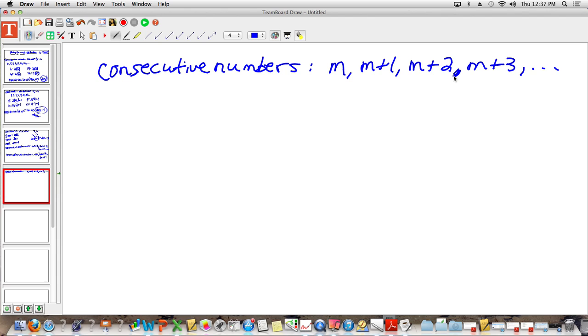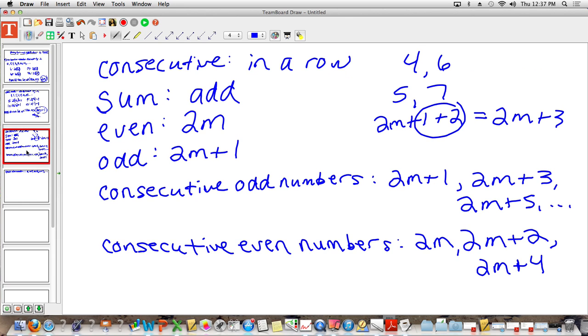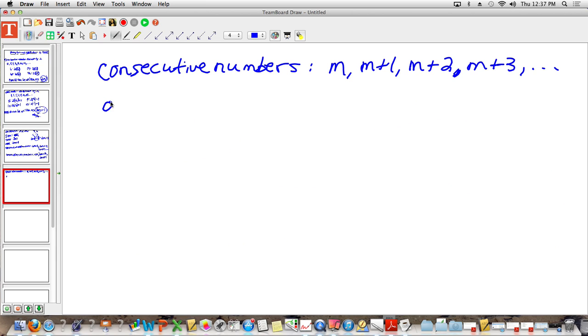Am I forgetting any? That's what I'm wondering right now. Let me flip back here. We have consecutive odd. We have consecutive even. Oh, I know. What if I just said odd numbers? Just odd. They don't have to be consecutive. They're just random odd integers. Well, if they're odd, what do they have to be? 2m plus 1.